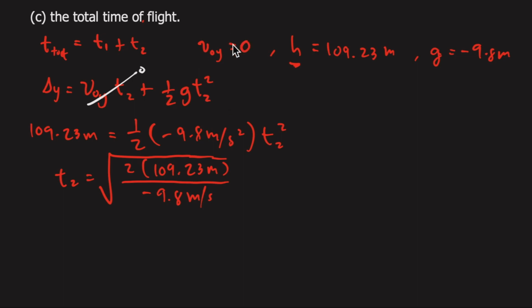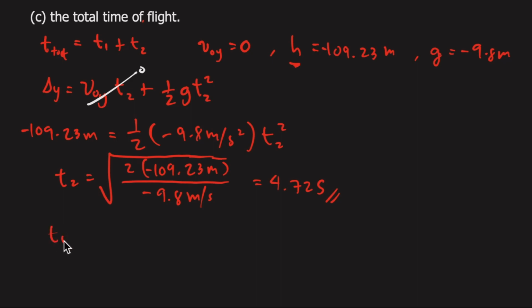Now since this is going down, we can say that the displacement is negative. So here h is negative since it's going down. The magnitude is 109.23, but since it's going down, we put a negative sign to indicate that. That's equal to 4.72 seconds. So this is our time 2.